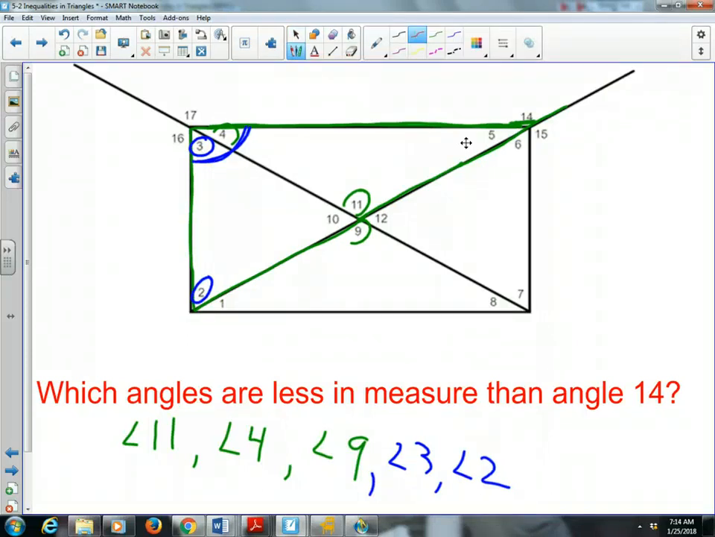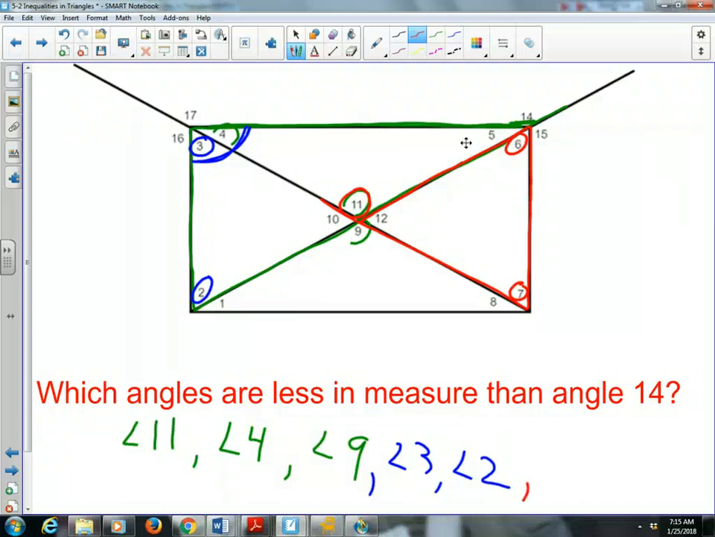We said angle 11 was a remote interior to angle 14. So angle 11 is smaller than angle 14. And notice how angle 11 is an exterior angle to angles 6 and 7. So if 11 is less than 14, then the degrees of 6 and 7 are less than 11. So of course 6 and 7 would also have to be less than 14.